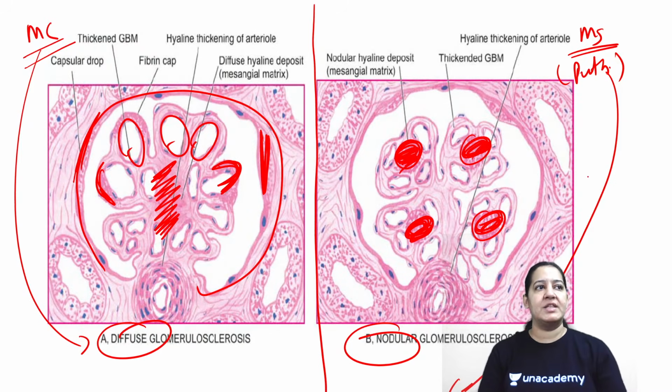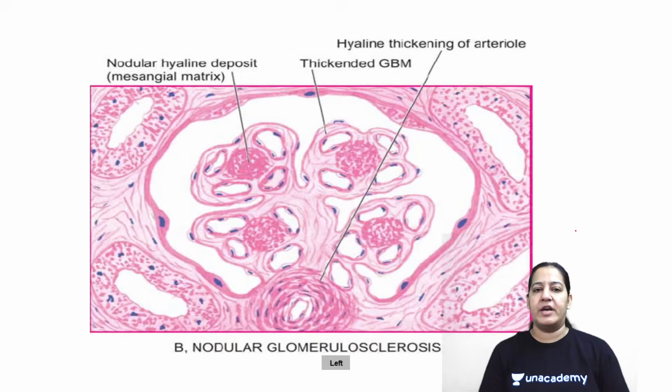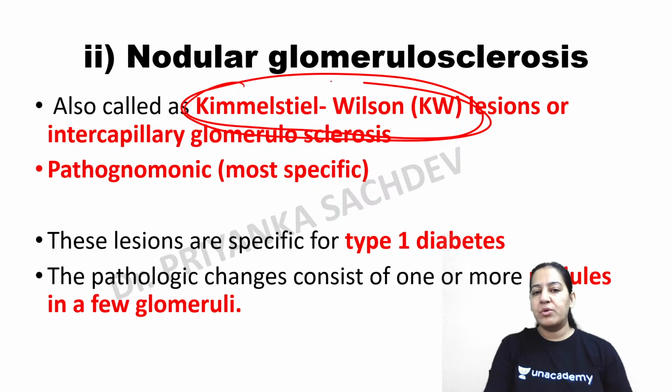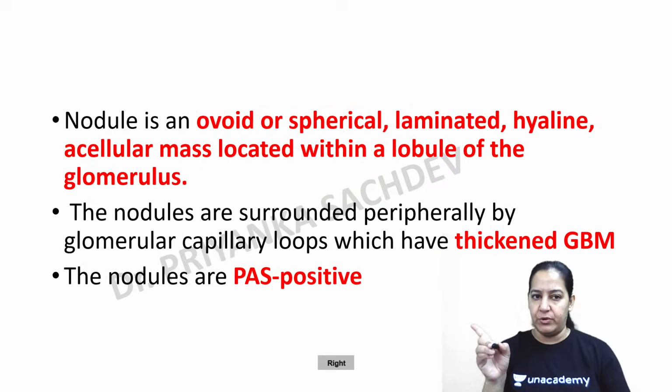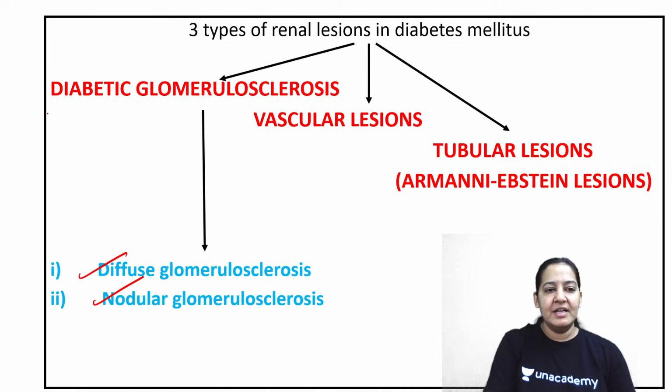Can you tell me? Anu, Siddhika, Kishore, Sufi, what is the another name given to the nodular one? It is Kimmelstiel-Wilson kidney. Very, very important. This is asked many times in your exams. Kimmelstiel-Wilson kidney is the another name given to nodular one, not the diffuse one, right? So that is about the glomerular involvement in the diabetes.